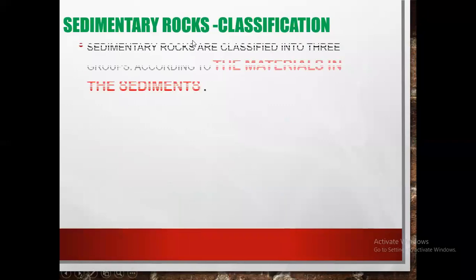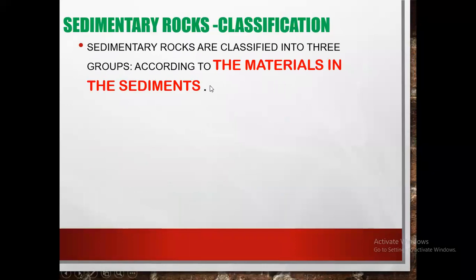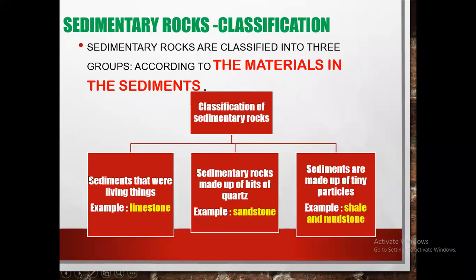Sedimentary rock classification. Sedimentary rocks are classified into three groups according to the materials in the sediments. For example, some sedimentary rocks are made of living things, like limestone. Some are made of beds of quartz, like sandstone. And some are made up of tiny particles, like shale and mudstone.